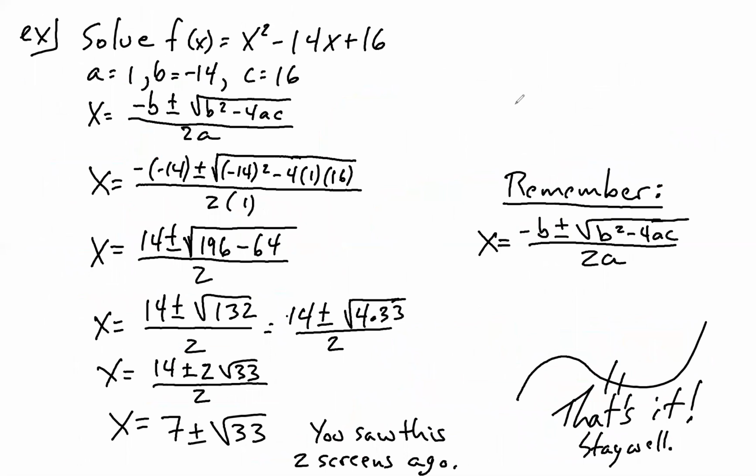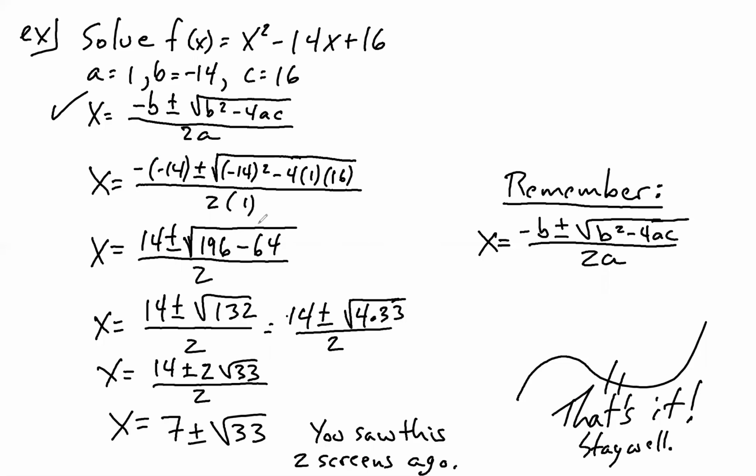Okay, let's try one with the quadratic formula. We have x squared minus 14x plus 16. This should seem familiar, where a now is 1, b is negative 14, and c is 16. We're going to use the quadratic formula to solve this. I usually write down the quadratic formula at the beginning of each problem that I use it on. That way it stays in my head as to what it is, and you should remember that formula.